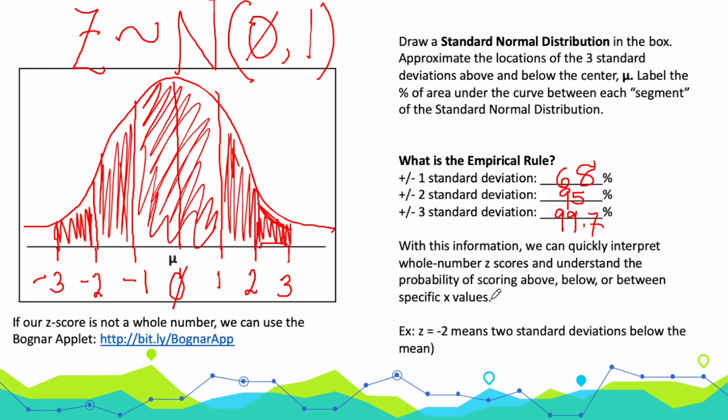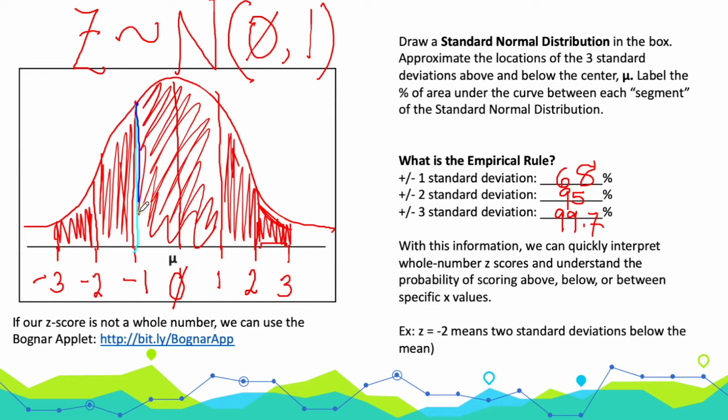99.7% of the data. With this information, we can quickly interpret our whole number z-scores, and we can understand the probability of scoring above, below, or in between specific x values. I've switched my pen color to blue because I want to show you some more information that's very helpful.